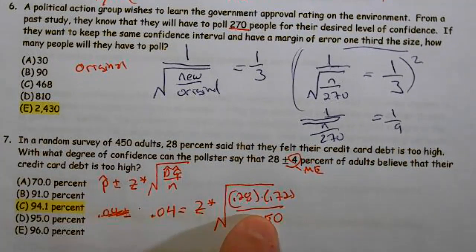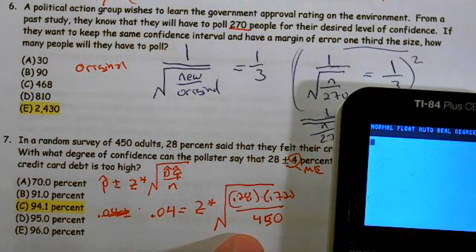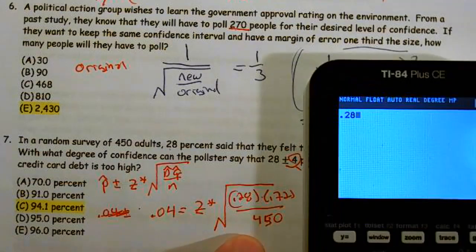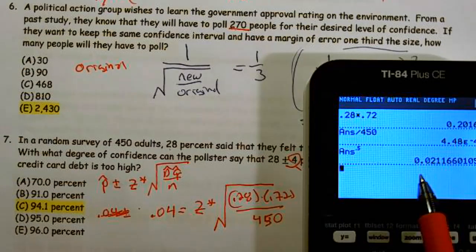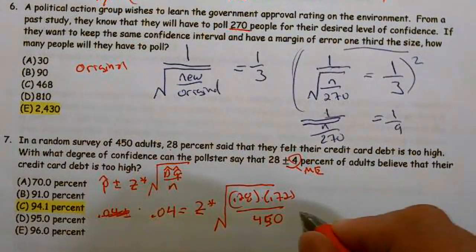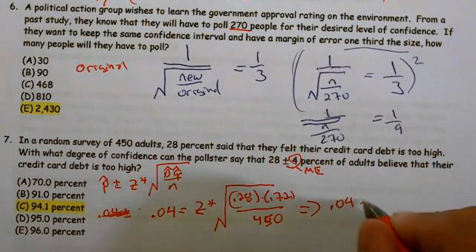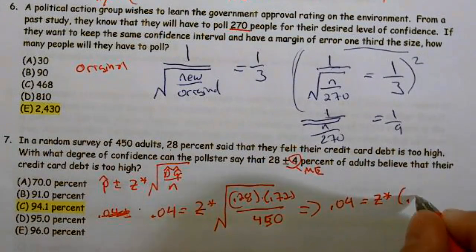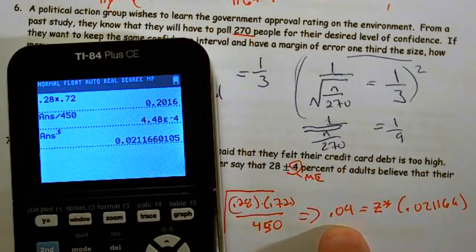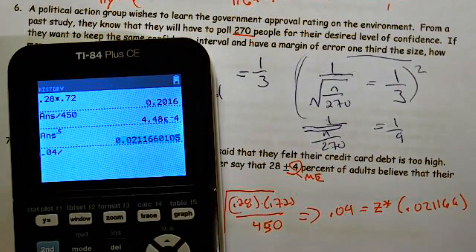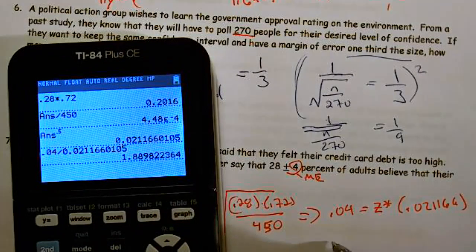So let's simplify this part right here. 0.28 times 0.72 divided by 450. And we'll go ahead and take a square root of that. So I'm going to raise it to the half power. That takes the square root of it. So I get this value here. So I end up with 0.04 equals z star times 0.021166, and it continues on. All right. So I'm going to take that 0.04 and divide it by that value. And I get 1.8898.